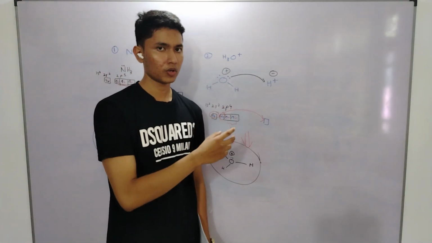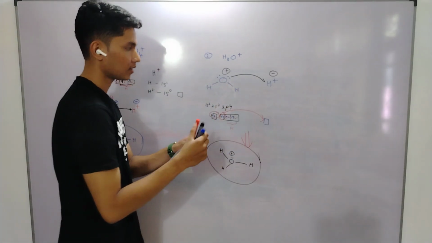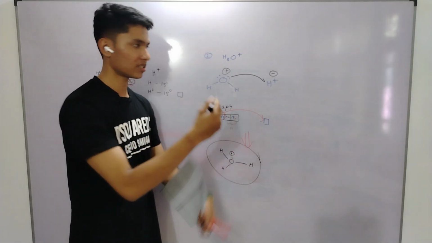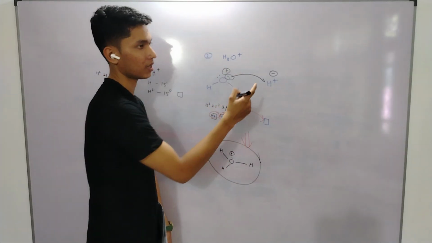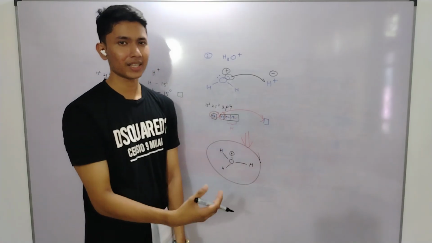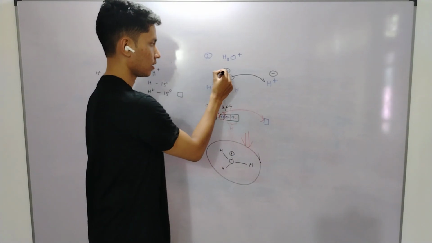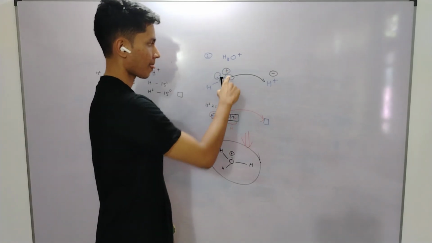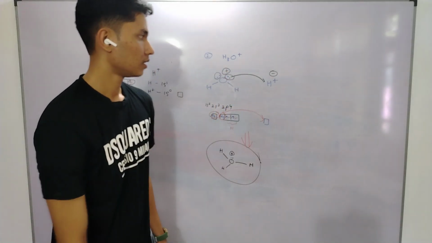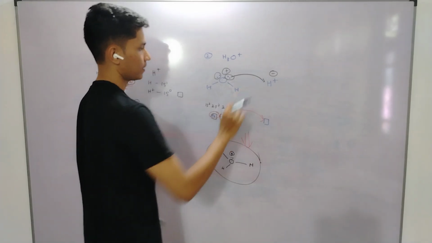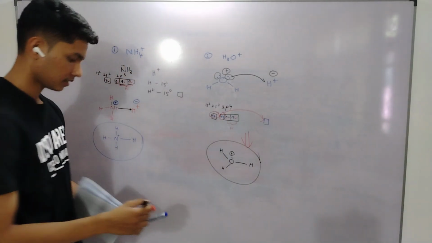Even though it has lone pairs of electrons, I'll explain in the next video. That's what we say, a lone pair of electrons. A lone pair of electrons means it can be donated to H plus. Okay.